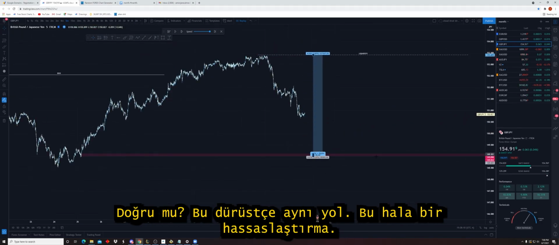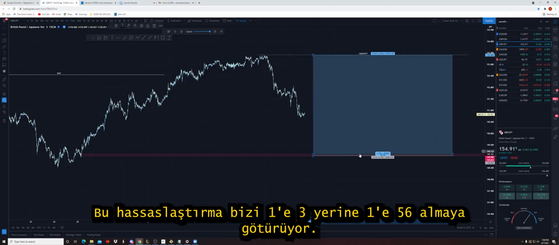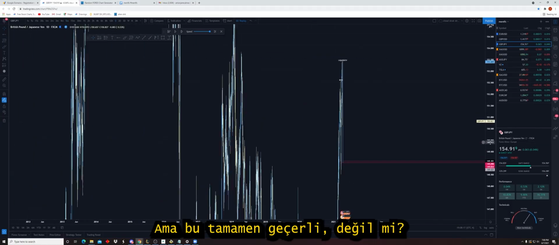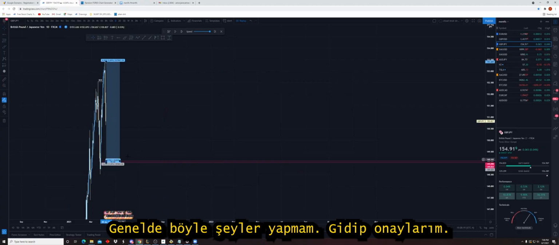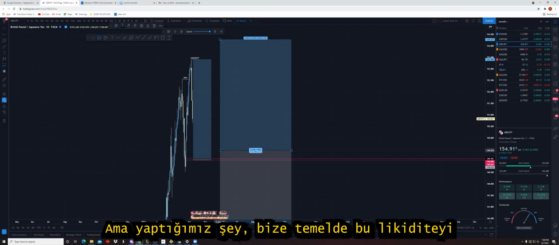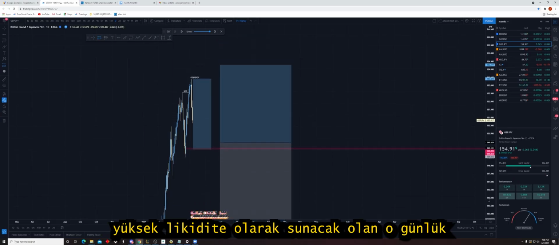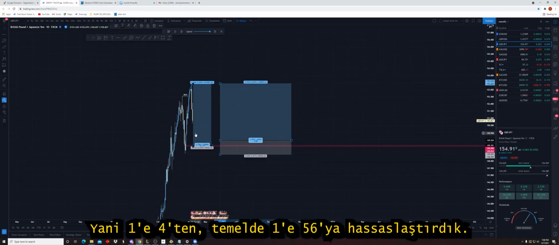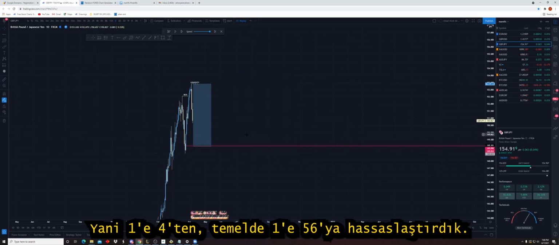This is honestly the same way. This is still a refinement. This refinement leads us to get to 1 to 56 instead of 1 to 3, but this is perfectly valid, right? I don't usually do stuff like this. I go and confirm it, but what we've done is we've taken that zone, that daily last down move before the up move, that would have delivered to us basically this refinement with this as the high, liquidity, right? So from a 1 to 4, we basically refine down to a 1 to 56, right?